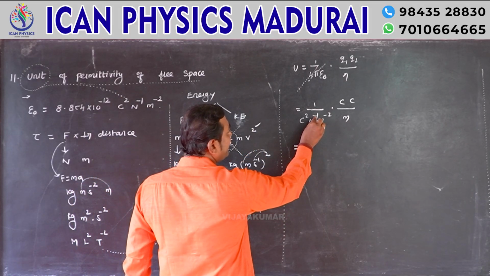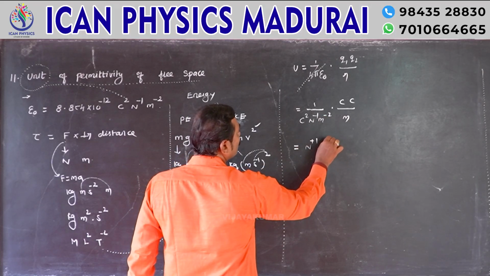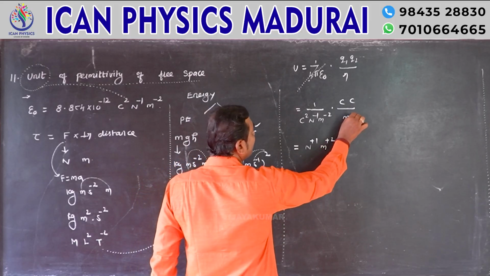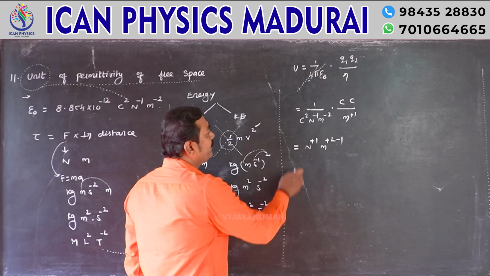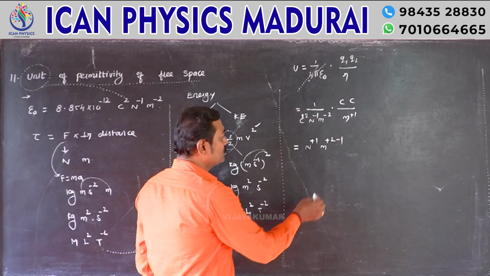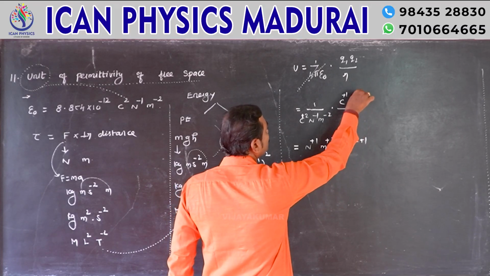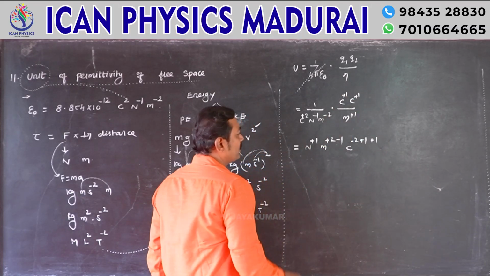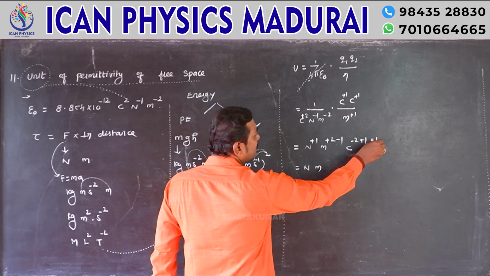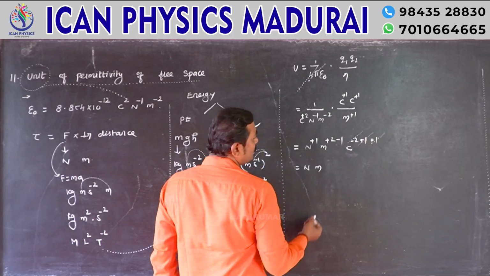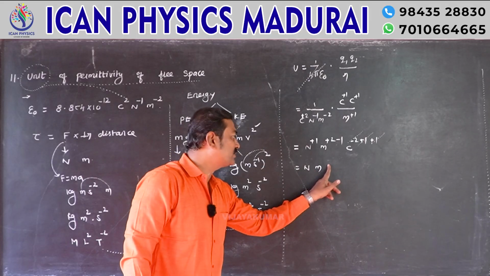So power minus 1 goes to the numerator as plus 1. Power minus 2 goes to the numerator as plus 2. Here we have plus 1, so plus 1 goes to the numerator as minus 1. Here Coulomb power plus 2 goes to the numerator as minus 2. Here we have 1, so plus 1. Here also we have 1, so it is plus 1. So Newton: 2 minus 1, 1. Then 1 plus 1, 2. Then 2 minus 2, 0. Anything power 0 is 1, so what remains is Newton meter.